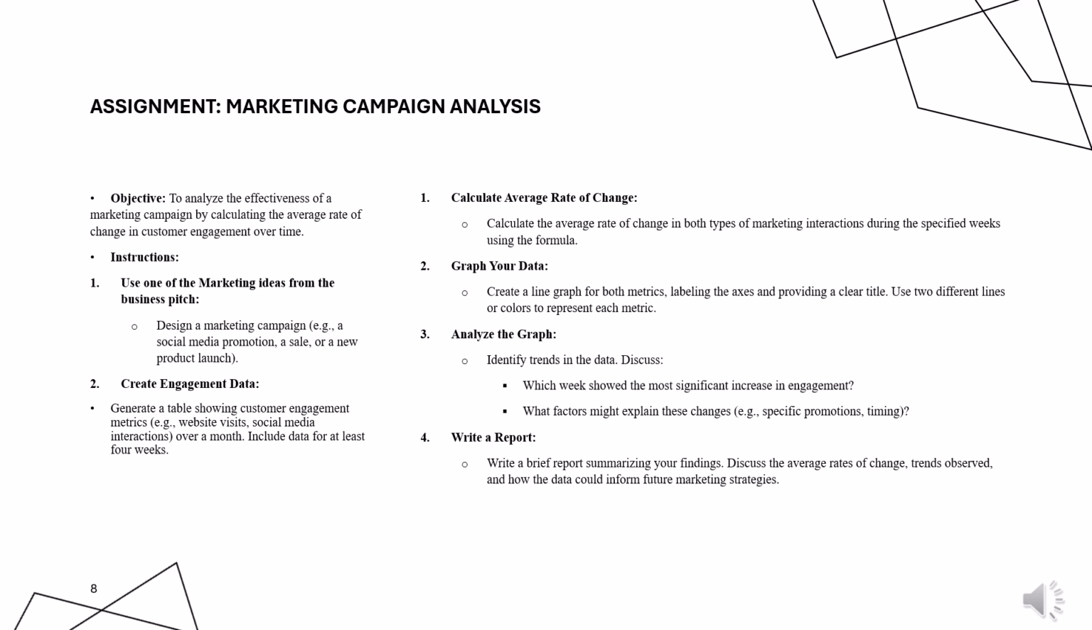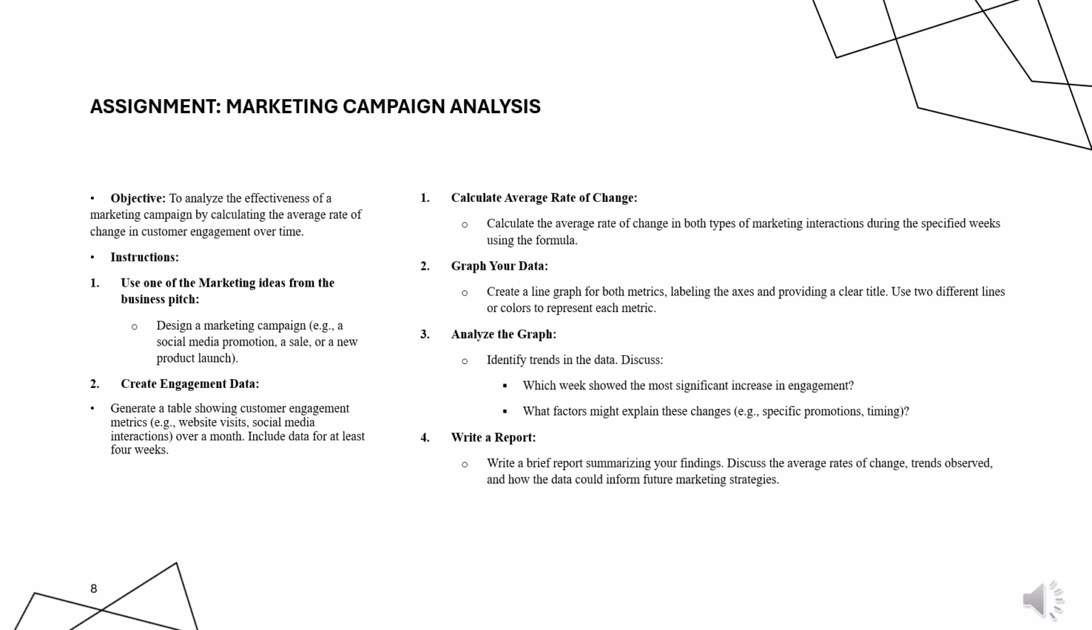Next, students will graph the data using a line graph, clearly labeling the axes and differentiating between the two metrics. This visual representation will help them identify trends, such as which week experienced the highest increase in engagement and other factors that may have influenced these changes.